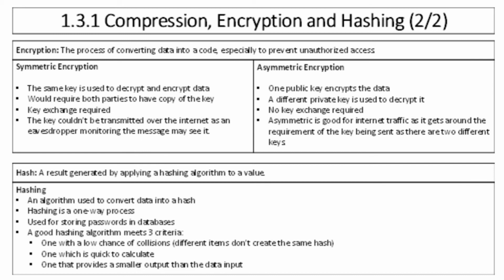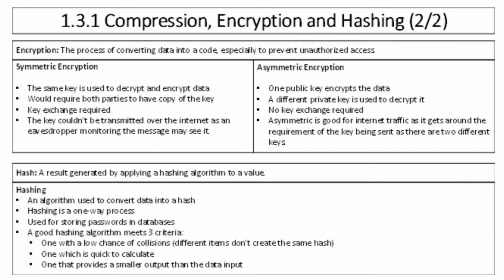And it's great. A hash is a result generated by applying a hashing algorithm to a value. Hashing is an algorithm used to convert data into a hash. Hashing is a one-way process. It's used for storing passwords in databases. A good hashing algorithm will meet three criteria, which I will speak about now.